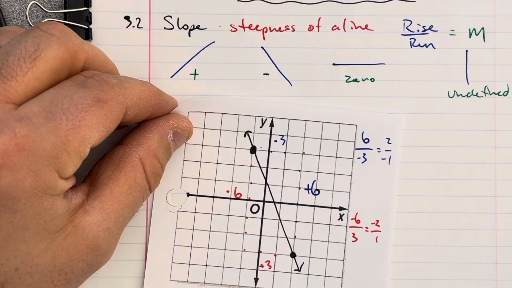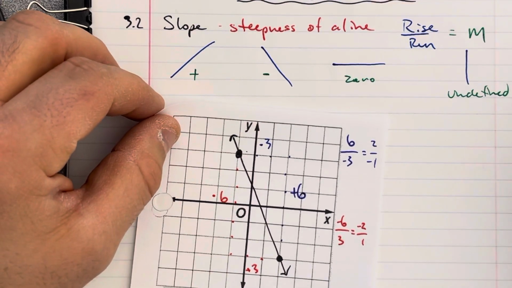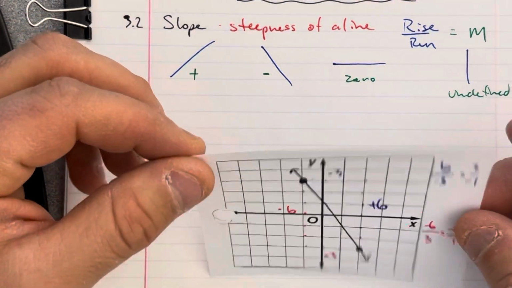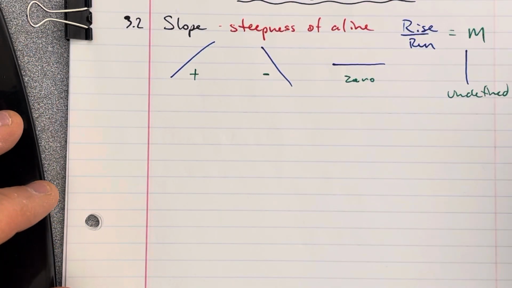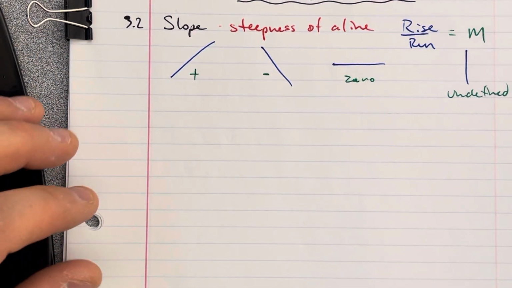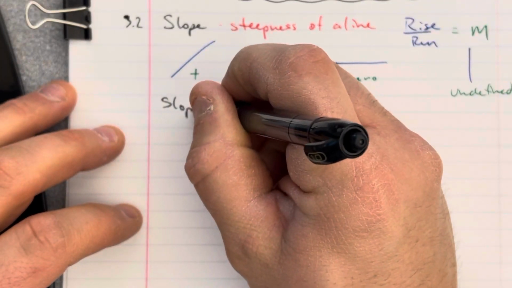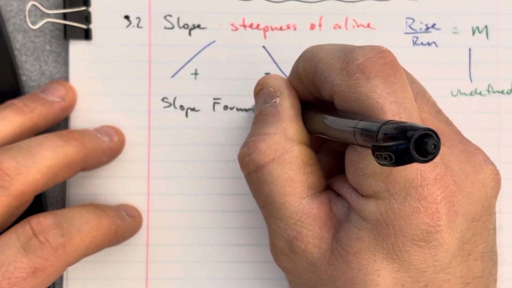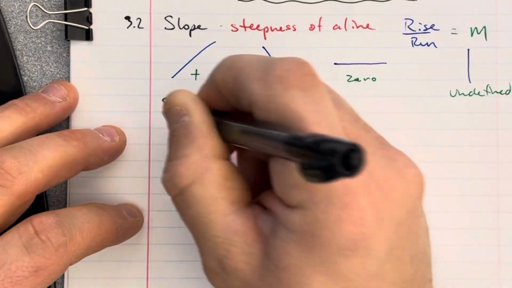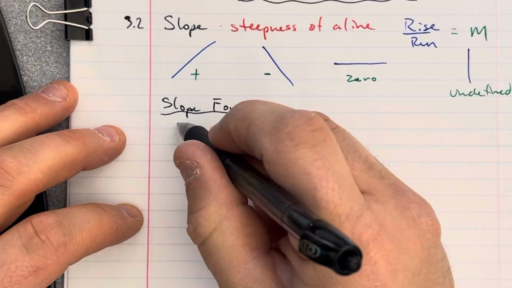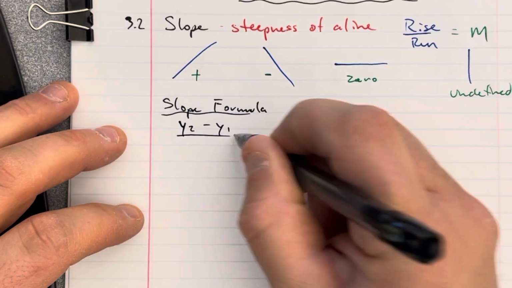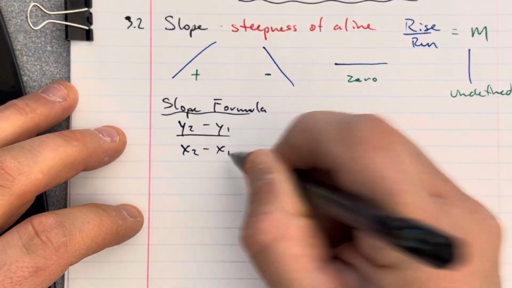All right, but we just need to make sure that it is an improper fraction. Leave it improper. Make sure your fraction is simplified. No decimals within your fraction. We also learned a way to find slope using the slope formula. This is where we had y2 minus y1 over x2 minus x1.